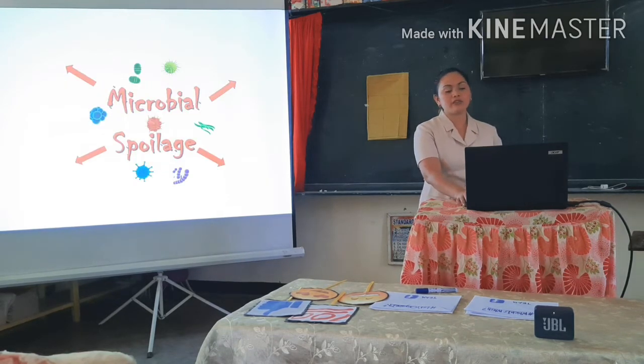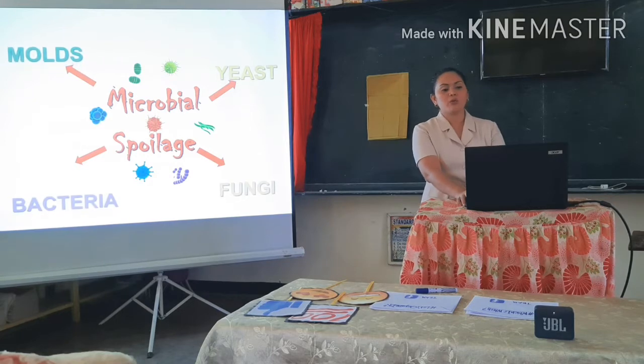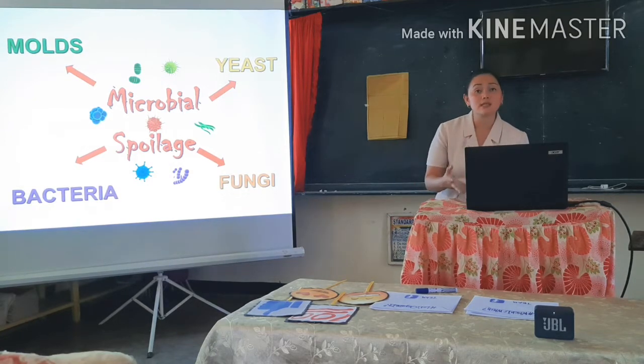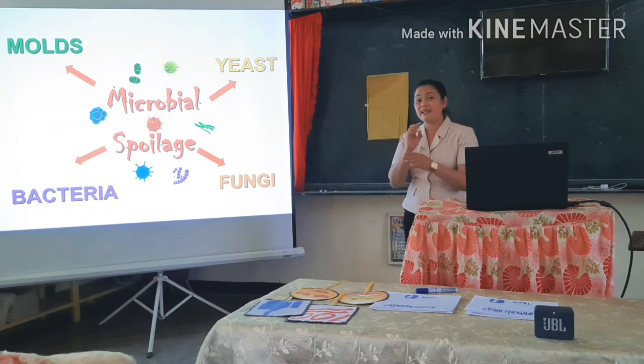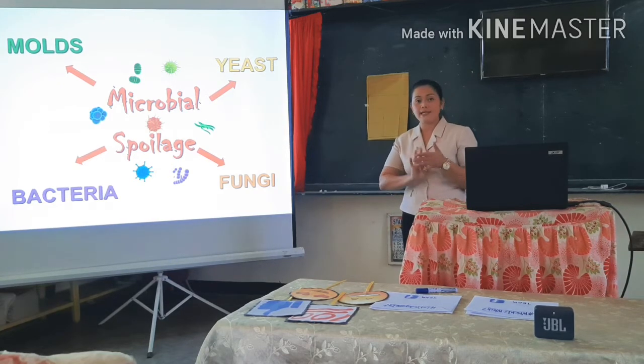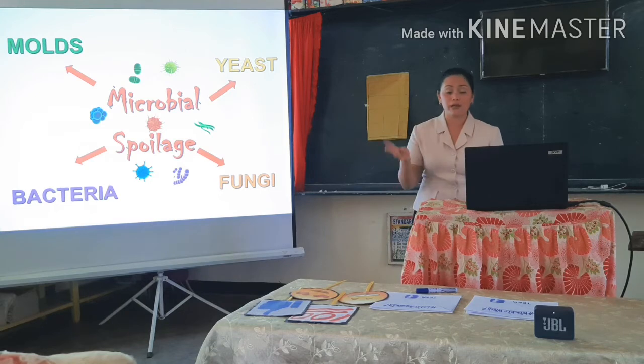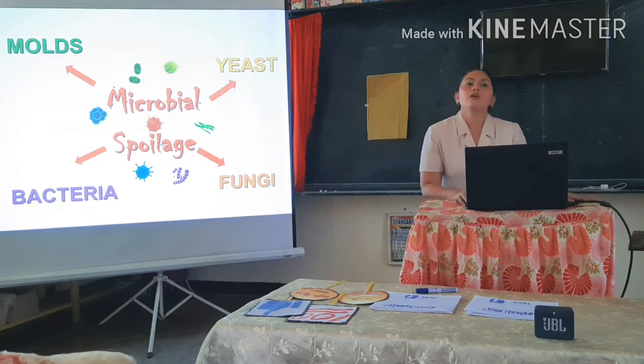So, we can see here that there are 4 kinds of microbial spoilage. Nandudulot ito is yung molds. First is yung molds, the yeast, the bacteria, and the fungus. So, hindi isa lang, no? 4 sila. 4 na klase ang makakaspoil ng pagkain.